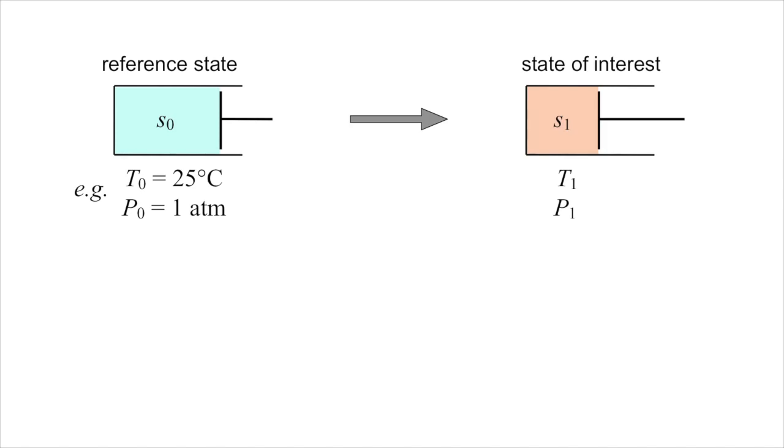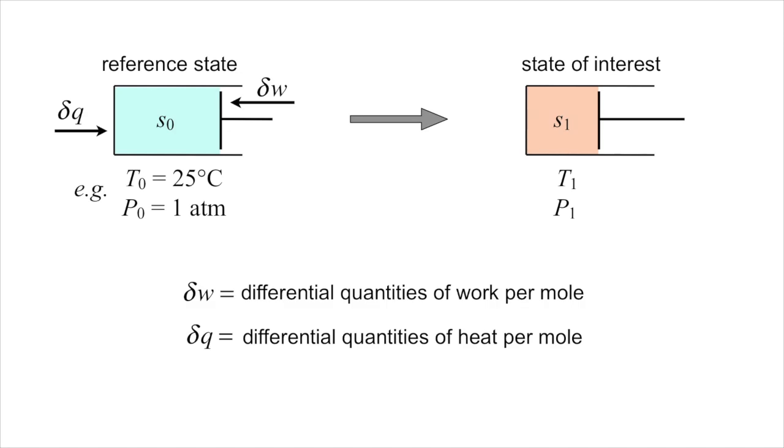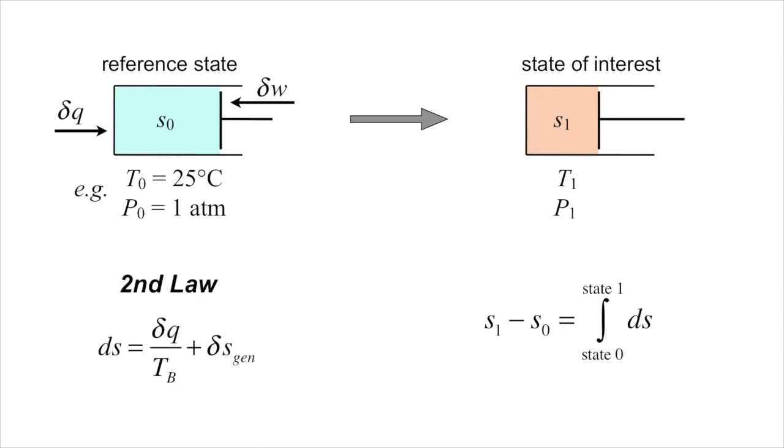state that we care about with temperature T1 and pressure P1. As with internal energy, we can carefully measure the differential quantities of heat, dq, and work, dw, per mole that we add to the system at each step along the transformation path from state 0 to state 1. Writing out the second law for closed systems in intensive form, we see that to quantify and integrate changes in entropy, we would need to know the heat flow, the temperature of the boundary of our system, as well as the differential amounts of entropy generation, ds_gen, that are created inside the system.